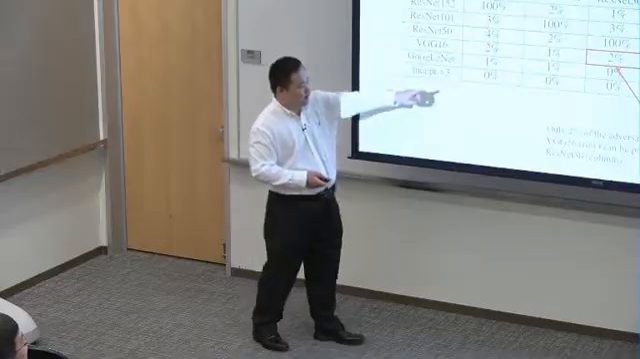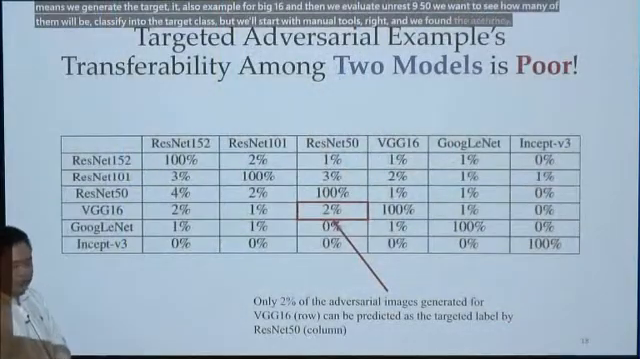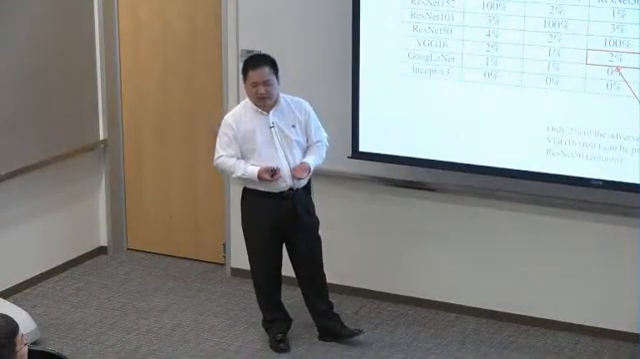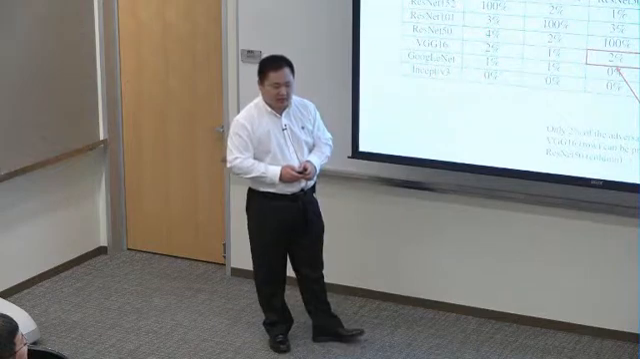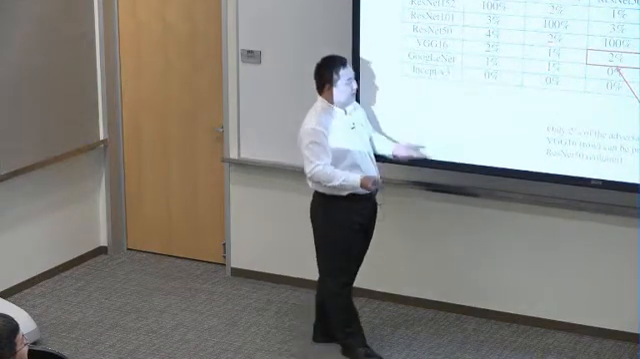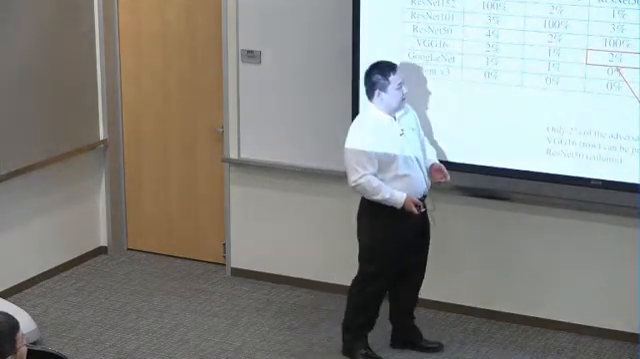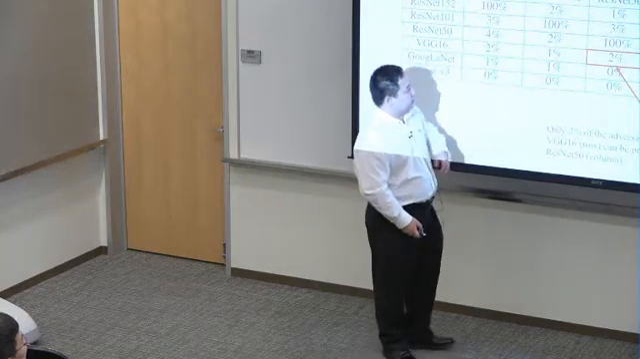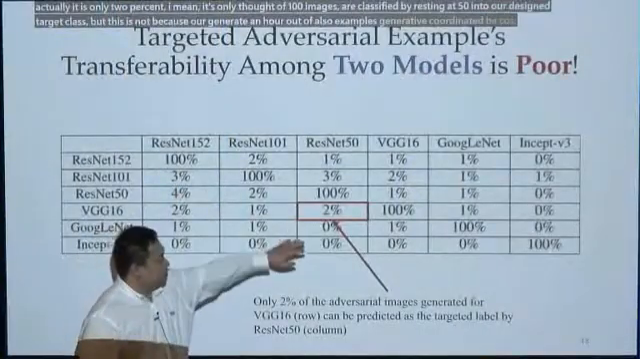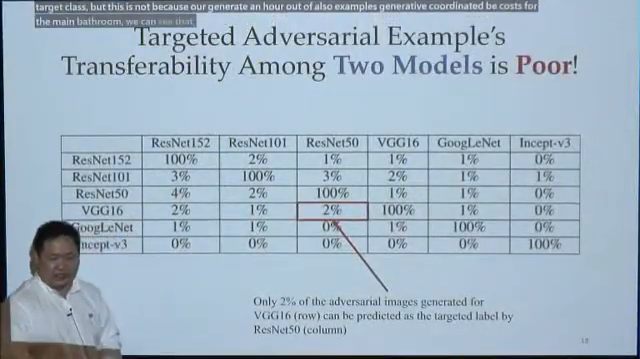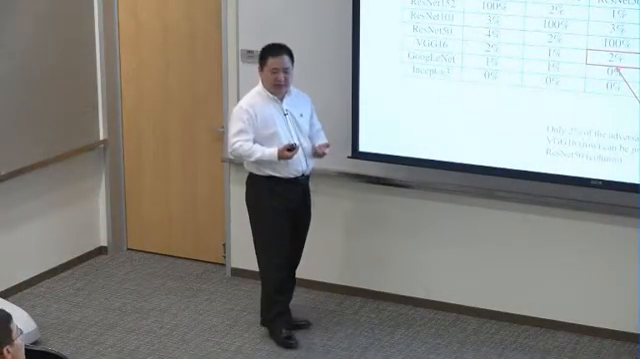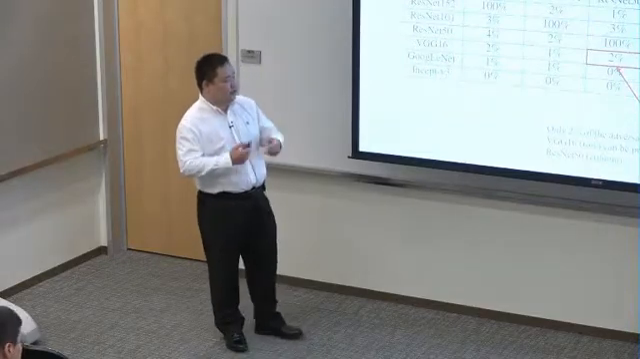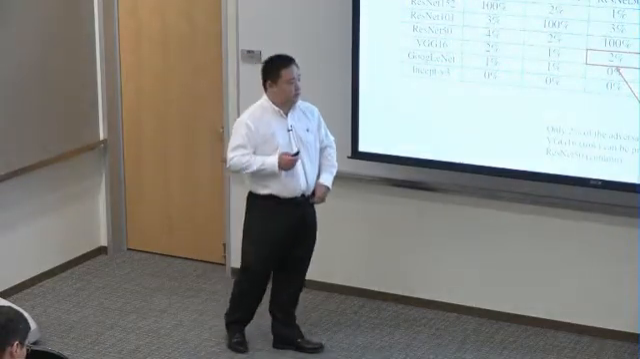Right, and we found the matching rate is only 2%. That means only 2 out of 100 images are classified by ResNet 50 into our designed target class. But this is not because our adversary examples are generated poorly, because for the main diagonal, we can see that the accuracies are all 100%. That means they can all fool the model that was used to generate them. It's just that the transferability is poor.